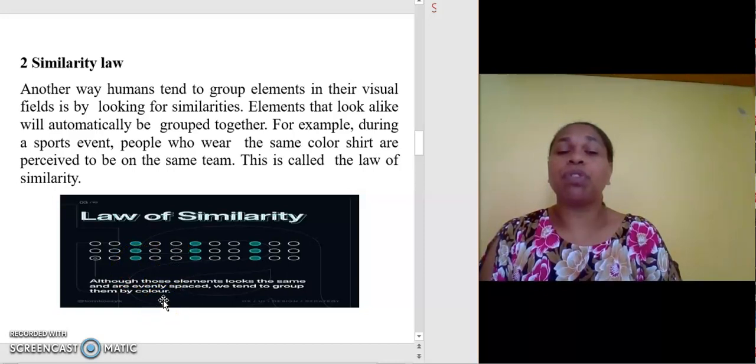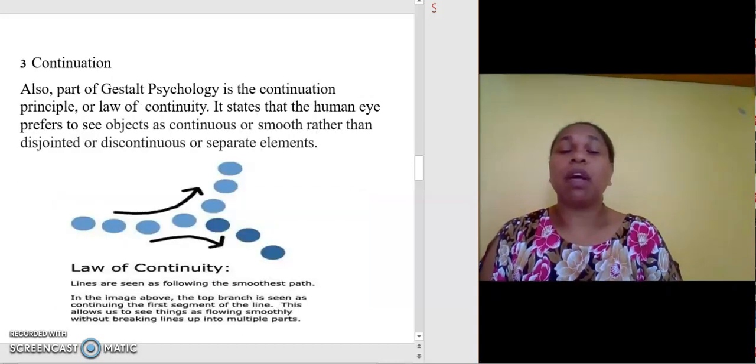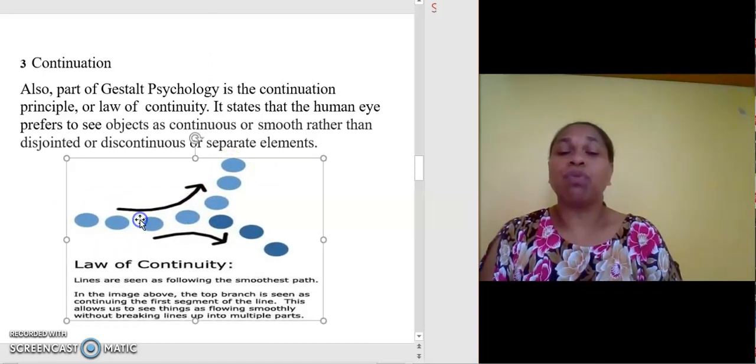The next principle is continuation. Also part of Gestalt psychology is the continuation principle, or law of continuity. It states that the human eye prefers to see objects as continuous or smooth rather than as disjointed, discontinuous or separate elements. So looking at the diagram below, you can see that the human eyes prefer to see objects that are continuous, not interrupted, and they flow smoothly to the top or to the bottom.